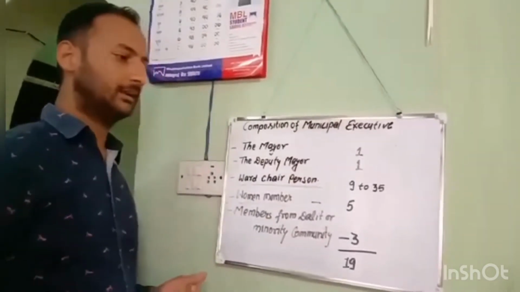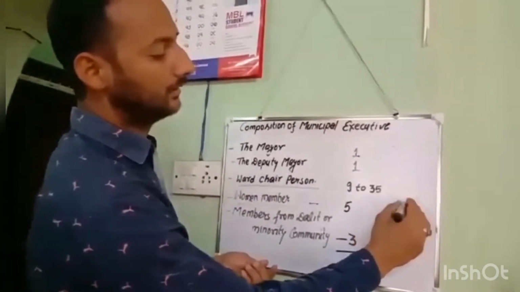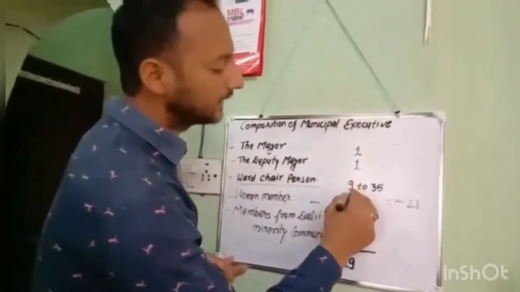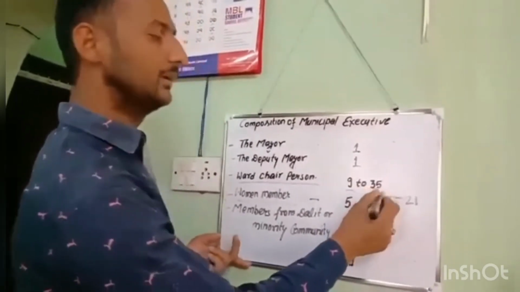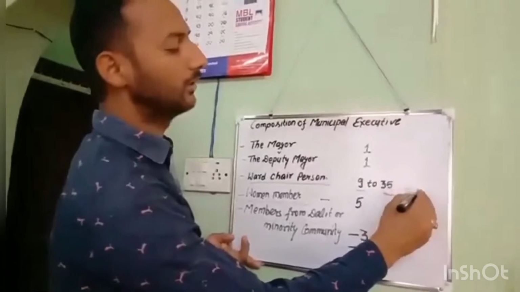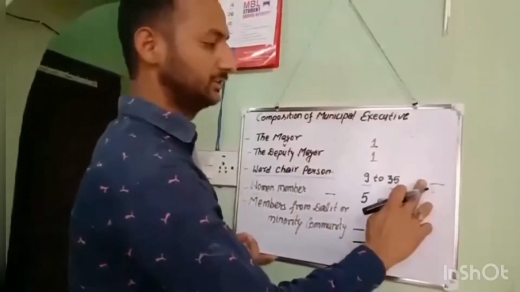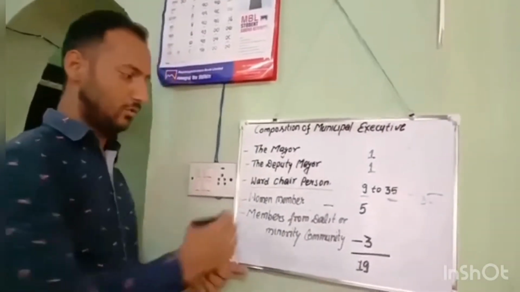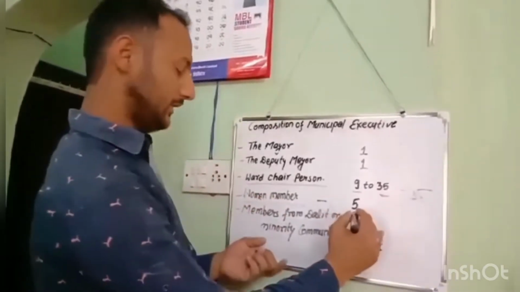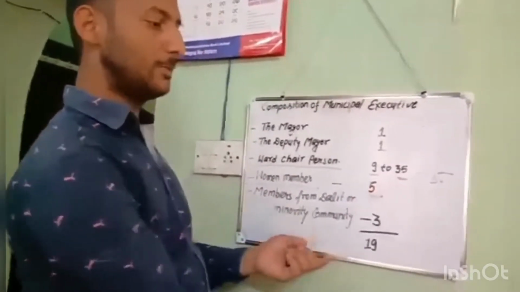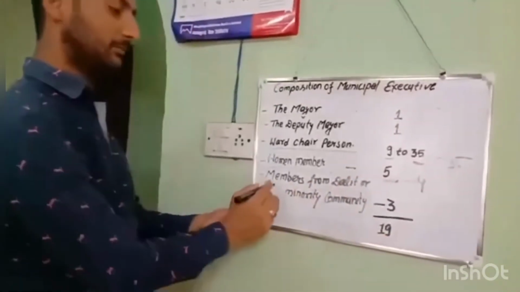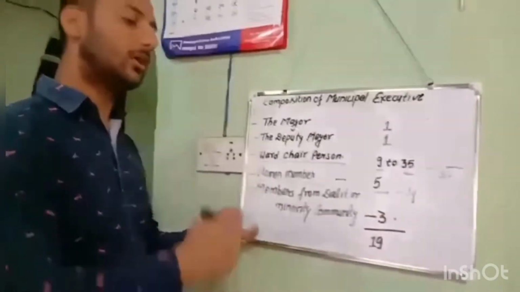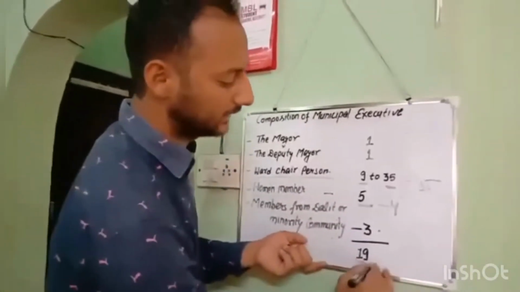In Gaon Palika, there were 5 to 21 wards, but in a municipality there should be at least 9 wards and up to 35. In Kathmandu metropolitan city there are 35 wards, which is the biggest metropolitan city of our country. Women members in a municipality are 5, but in Gaon Palika there are only 4. For members of the Dalit or minority community, it is 3, but in Gaon Palika there are only 2. Altogether there are at least 19 members.